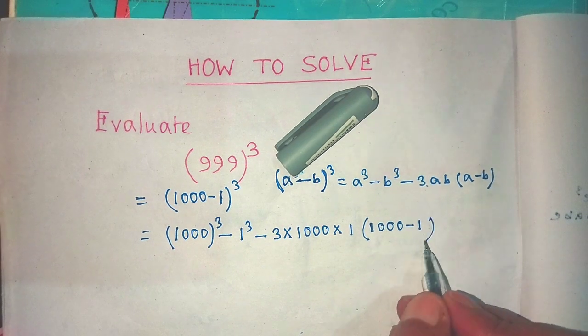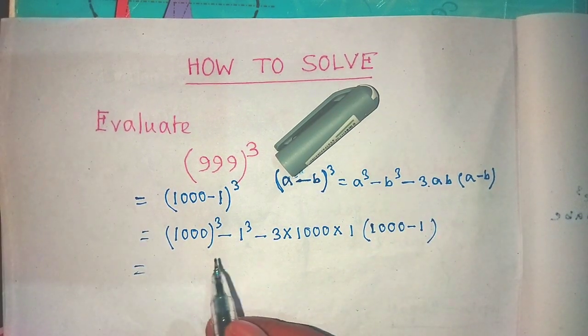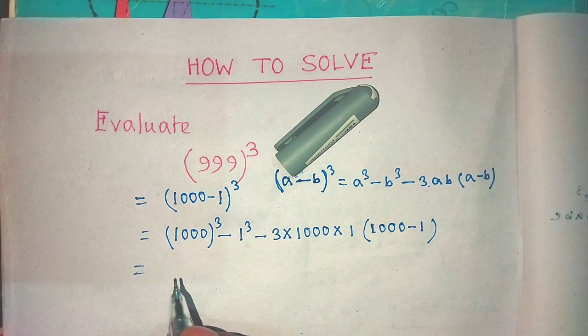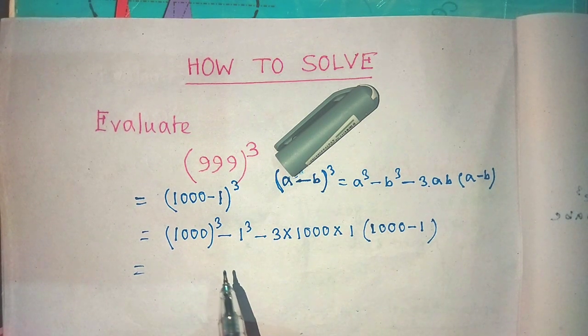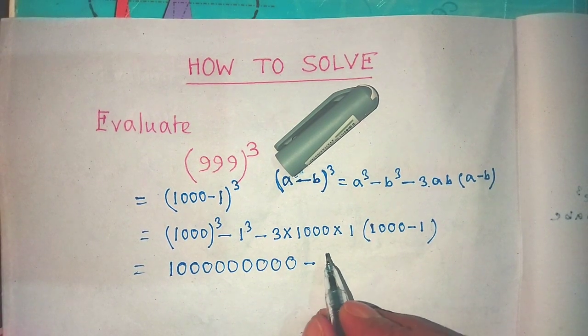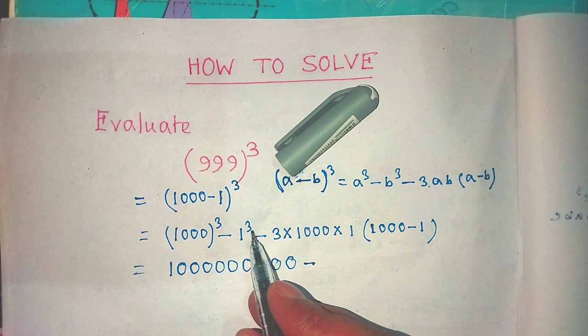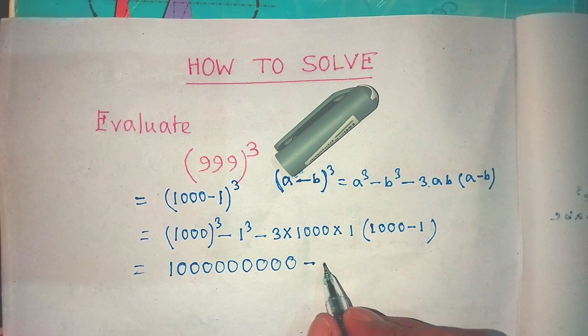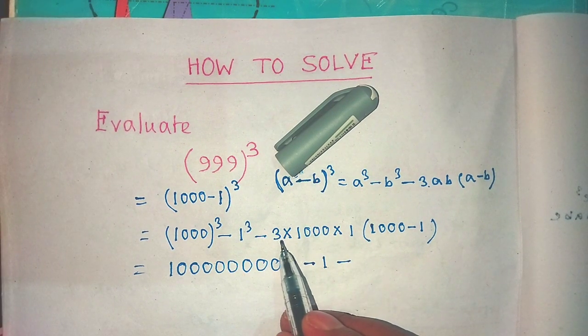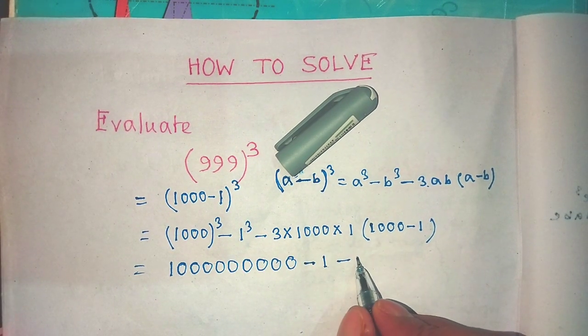Okay student. So after that, 1000 whole to the power 3. If you multiply 3 times 1000, then you get 100 crore, minus, so here is 1 to the power 3. If you multiply 3 times 1, then you get 1. Minus, if you multiply 3 into 1000, then you get 3000.